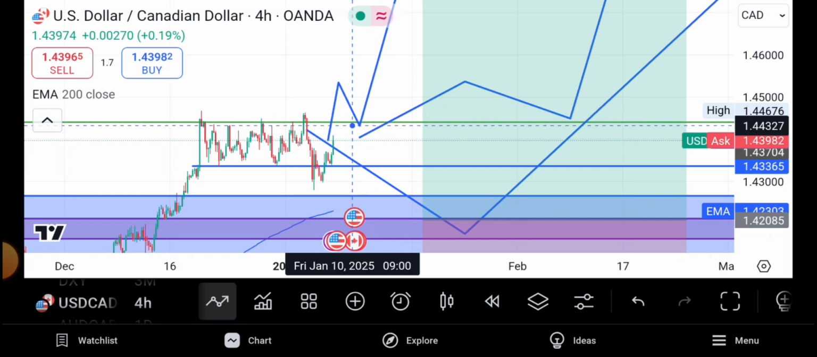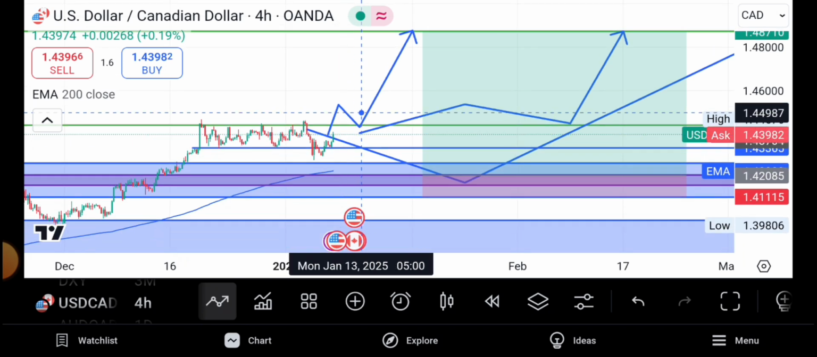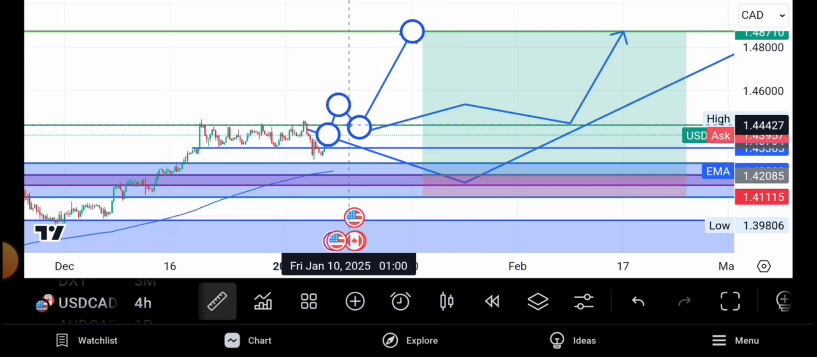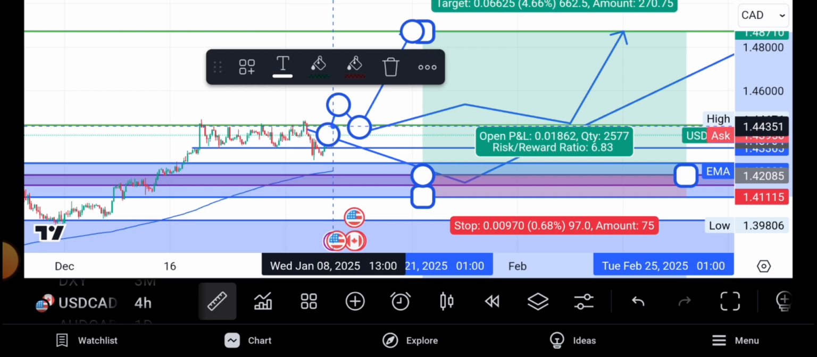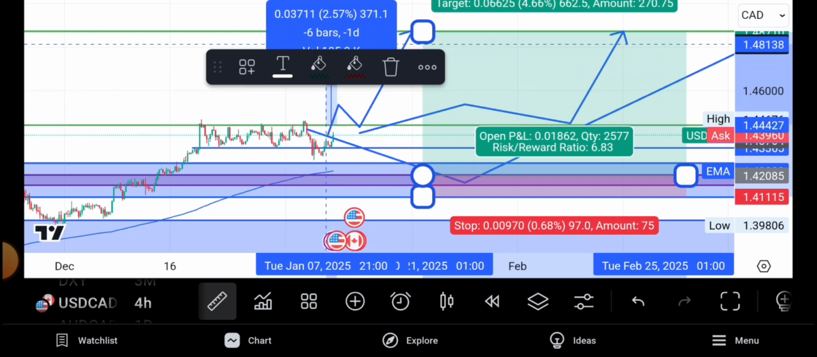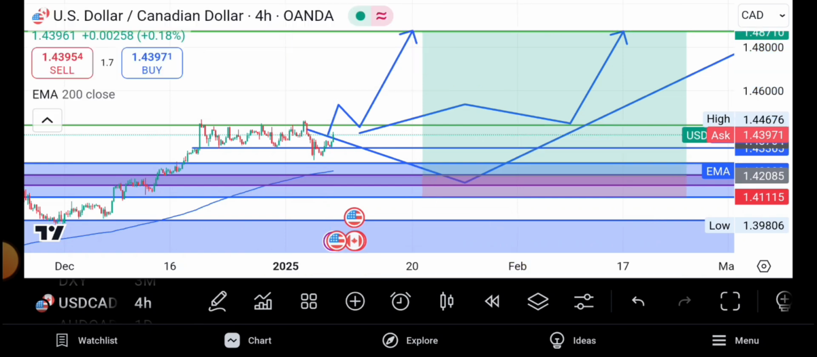Otherwise, have a blessed week, and please be safe. Remember to use proper risk management so that we can pocket some pips. Around how many pips? Let us calculate those pips that we are targeting. That is around 400 and something pips. For 30 pips, we shall be targeting 430 pips.